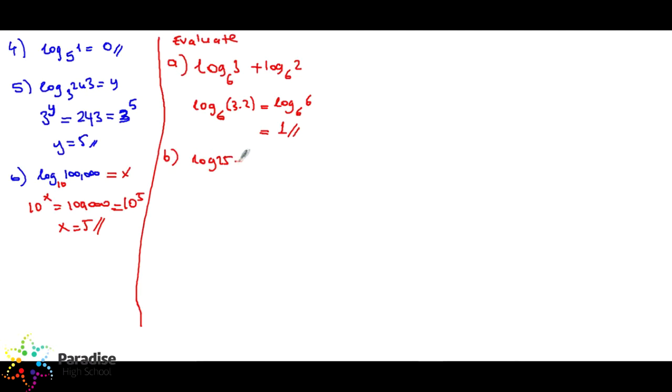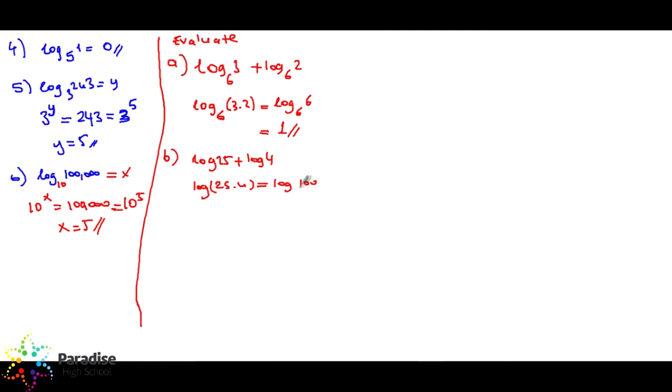Logarithm 25 plus logarithm 4. Are they same base? Yeah, both of them are 10. It is not written that way, but it is 10. We know that, right? And there is addition in between. So I can write logarithm 25 times 4, which is equal to logarithm 100.